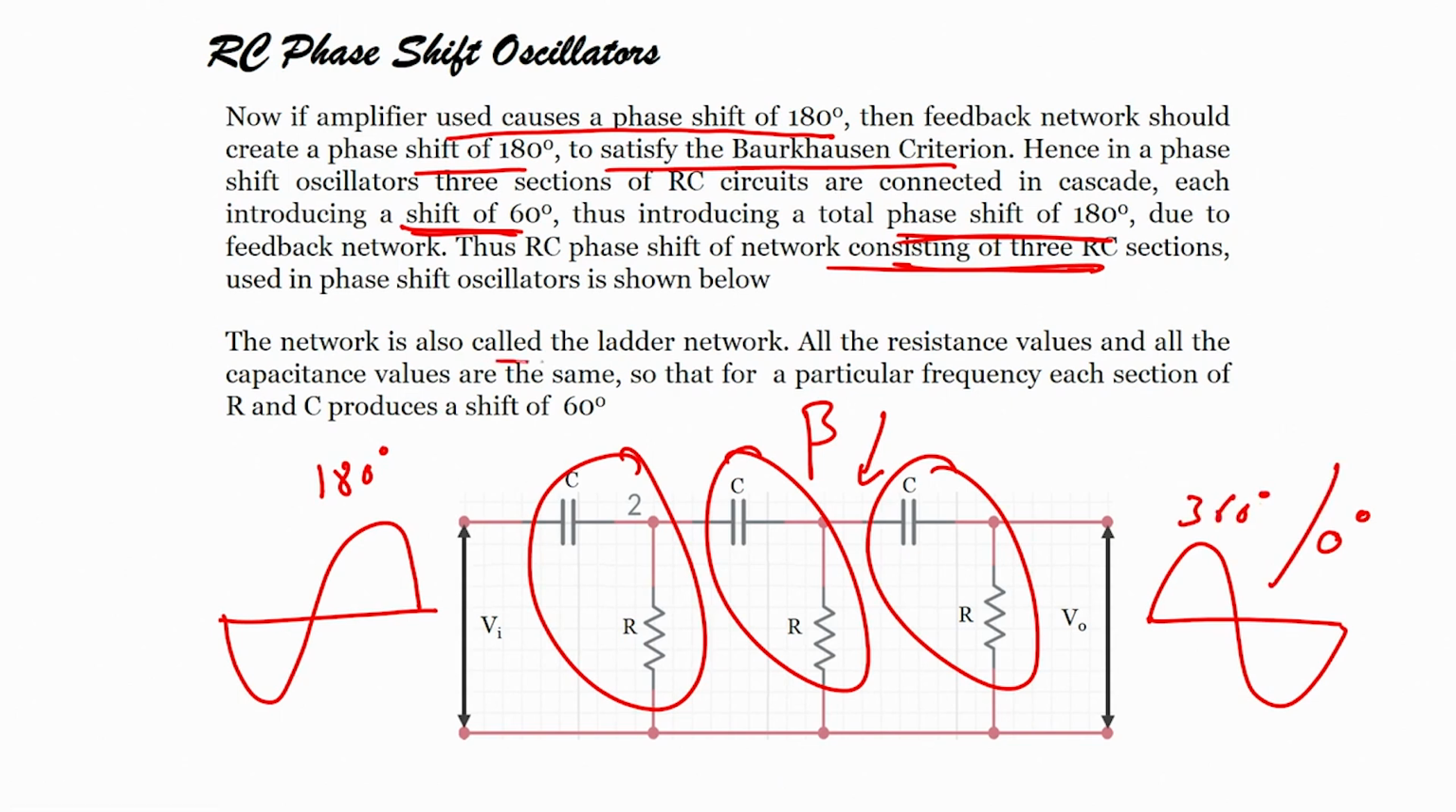The network is also called a ladder network. All the resistance values and all the capacitance values are the same. So, for a particular frequency, each section of RC produces a phase shift of 60 degrees, right guys, very easy.